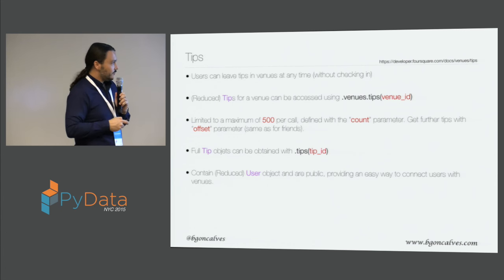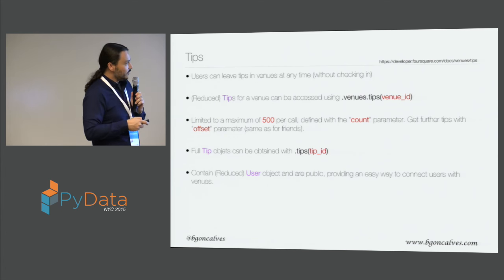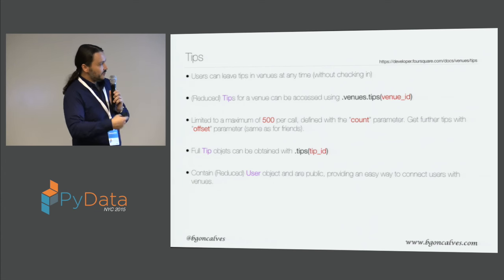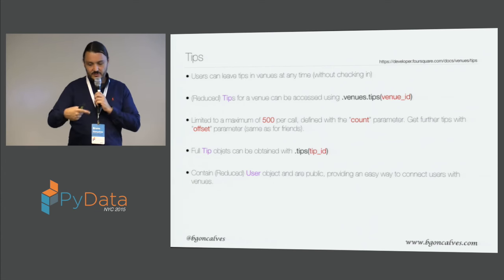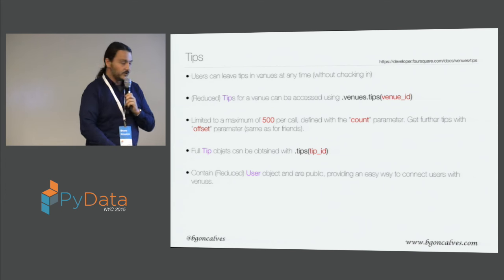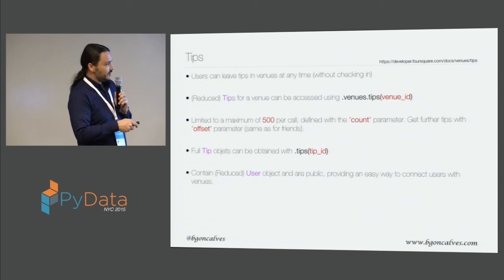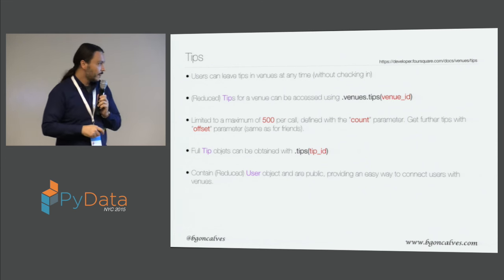This is limited to a maximum of 500 per call. So what you'll get from here is at maximum 500. If there are more tips associated with that venue, then you can use the count parameter and the offset to basically go through the list and get more information. The full tip objects can be obtained using the tips interface directly, and you can get the documentation over there.